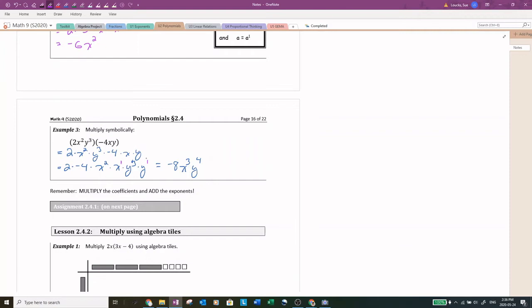It works. All right. So I'd like you to pause the video here and do assignment 2.4.1, which is on the next page of your notes package. Then come back and do the next part of the lesson, because it will be so much easier if you've already done the practice on multiplying monomials. Okay, so pause the video and then come back.